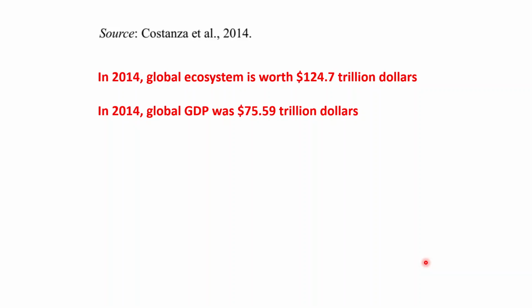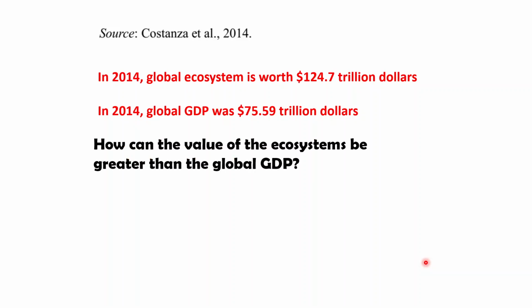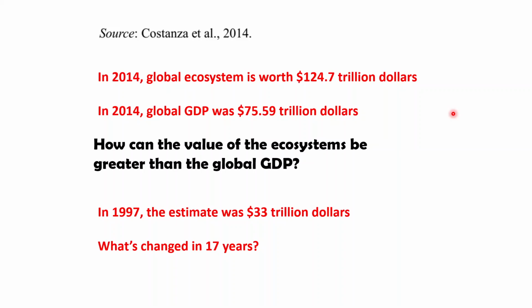Now, how can the value of the ecosystem be greater than the global GDP? What is this number? Is it useful? What can we use this number for? What does this number actually mean? Is it meaningful to individuals, or to society, or to governments? Another food for thought: in 1997, the same group of scientists did the same exercise, and their estimate at the time was $33 trillion.